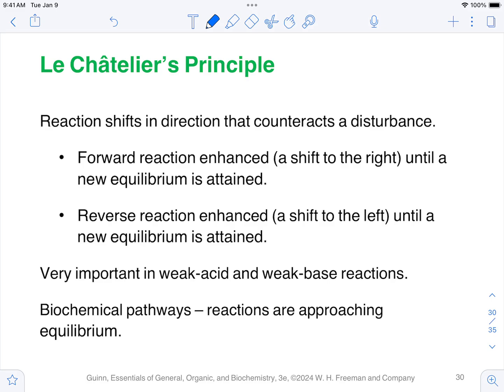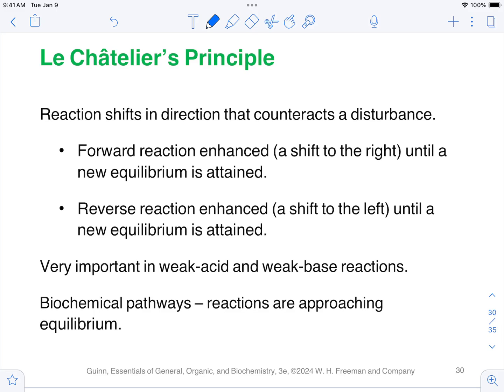Something we talked about back in chapter 6 was Le Chatelier's principle. This says that the reaction shifts in the direction that counteracts a disturbance. So we will get a shift to the right, aka the forward reaction, if there is a disturbance, and this could be from the left side or the right side that the disturbance takes place. It could be adding something or removing something. And then the reverse reaction, same thing. It could go left depending on what we do to the reaction.